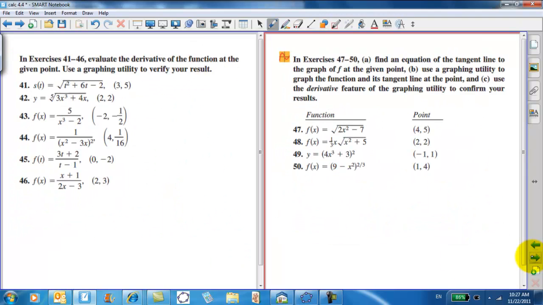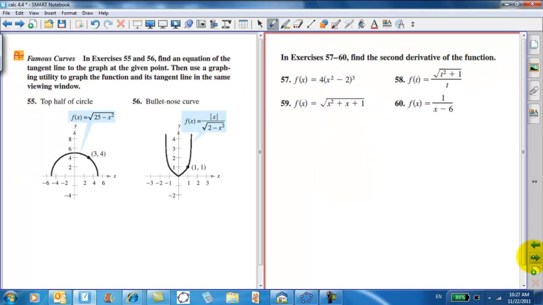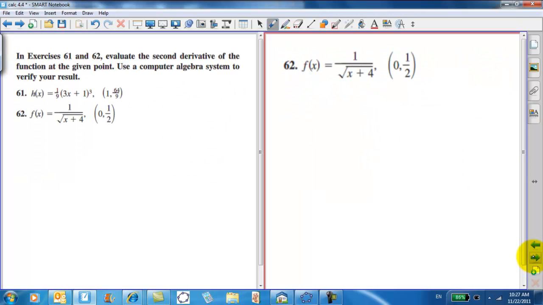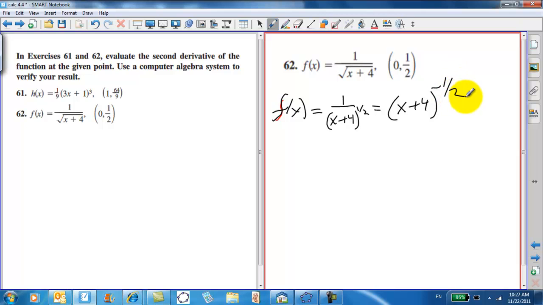Now, there's one more I want to look at, and that's with second derivatives. Evaluate the second derivative of the function and use a computer algebra system to verify your results. So I'll show you how you can do this on your TI-89. Again, this one I would think we'd want to rewrite the form. If we write the form as f of x equals 1 over x plus 4 to the half, and that becomes x plus 4 to the negative a half, now it's much easier just to apply the chain rule.